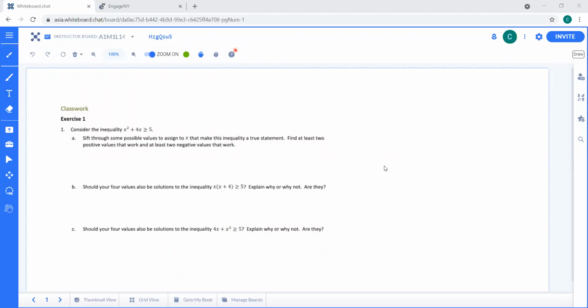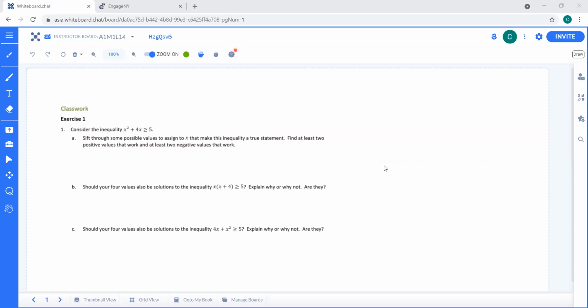Okay, let's work with some inequalities. Solving inequalities is the name of this lesson. It says consider the inequality x squared plus 4x is greater than or equal to 5. Sift through the possible values to assign to x that makes the inequality a true statement. Find at least 2 positive values that will work and at least 2 negative values that will work.